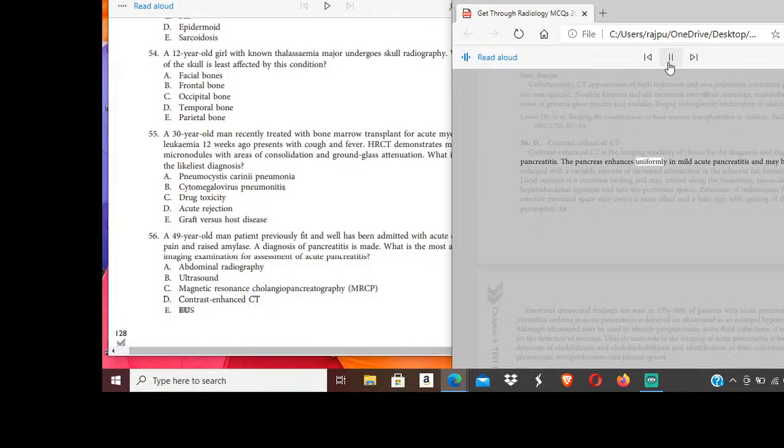The pancreas enhances uniformly in mild acute pancreatitis and may be normal or enlarged with a variable amount of increased attenuation in the adjacent fat, termed stranding. Local edema is a common finding and may extend along the mesentery, mesocolon, and hepatoduodenal ligament and into the peritoneal spaces. Extension of edema or fluid into the anterior perirenal space may create a mass effect and a halo sign with sparing of the perinephric fat.